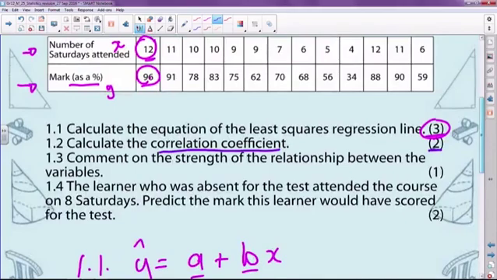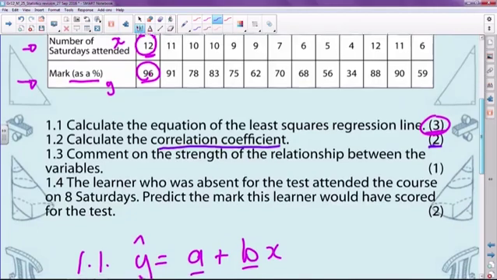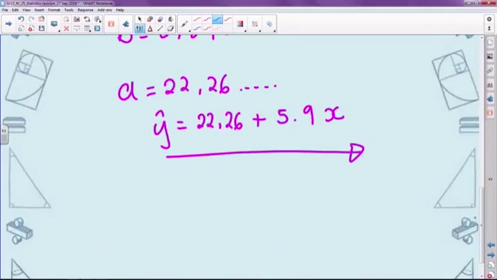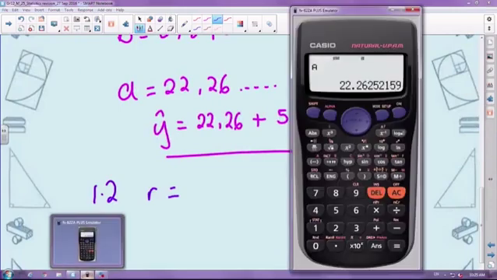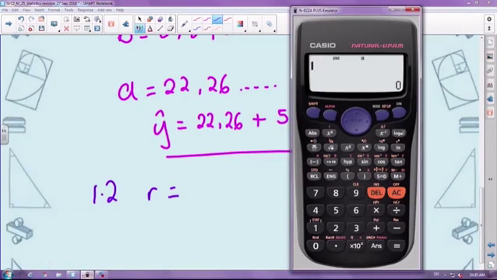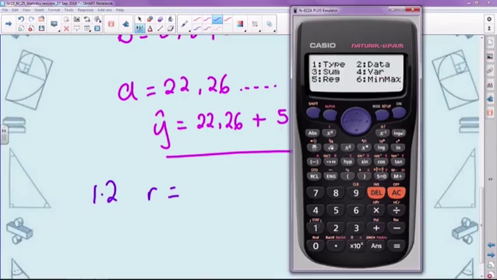All right, the next part of the question says, calculate the correlation coefficient. Again, you'll notice it's only for 2 marks. So the best option for you to work this out is going to be using your calculator rather than going through the hand method. To work out the correlation coefficient, which is r, on your calculator, once again, we've got all our data values there. We're looking for the correlation coefficient.